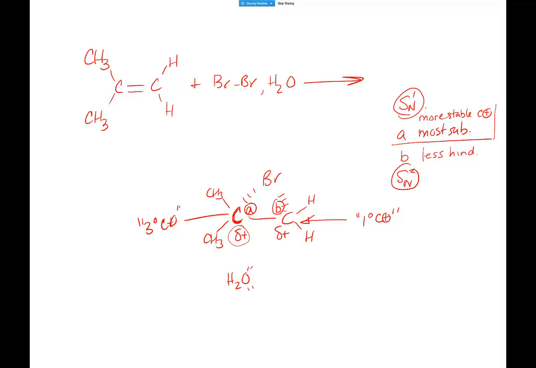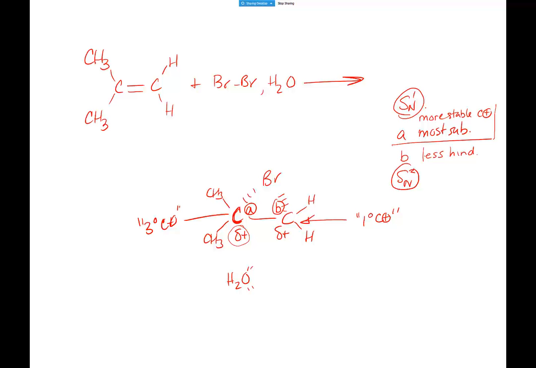What kind of nucleophile is it? It's a weak nucleophile. Because water's a weak nucleophile. So if we go back to when we're determining SN1, SN2, weak nucleophiles can only do SN1. Why? Because they're so weak that they can only react with a carbocation.